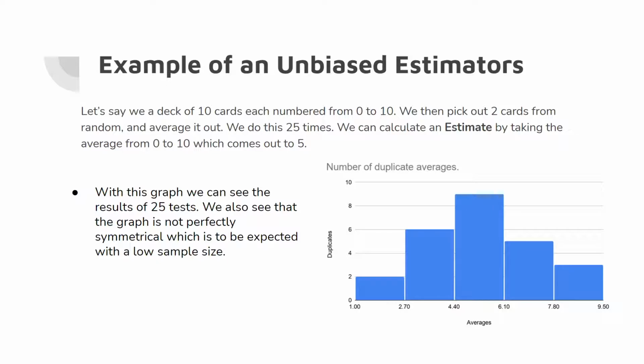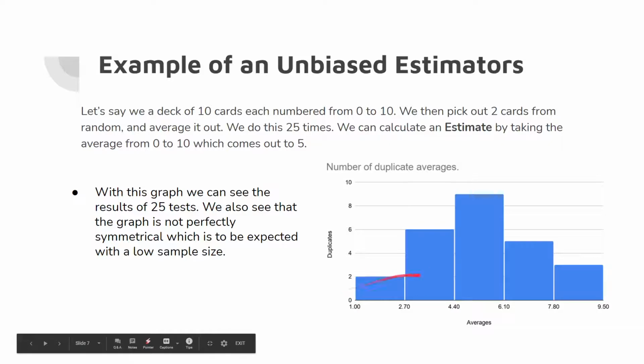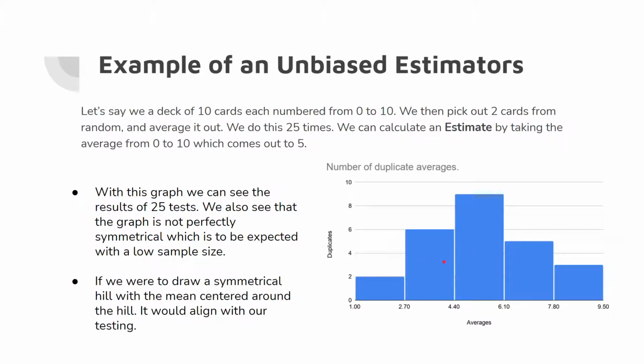So with this graph we can see the results of 25 tests. We also see the graph is not perfectly symmetrical, which is to be expected with the low sample size. If we were to draw a symmetrical hill with the mean centered around the hill, it would align with our testing and align with our estimate.